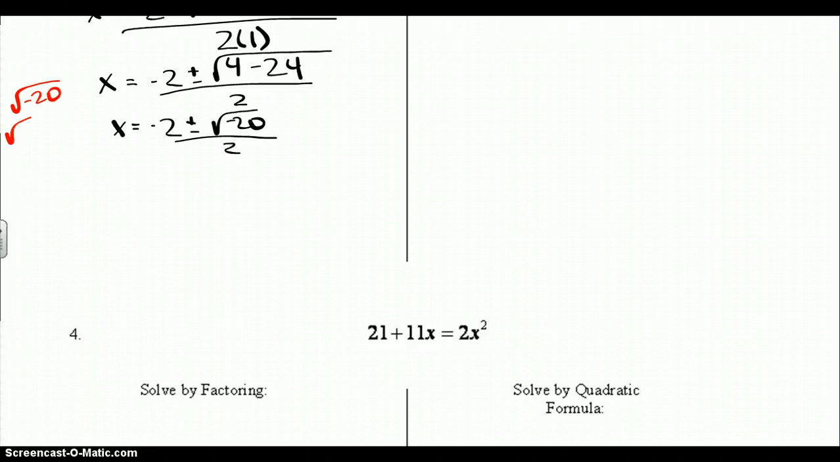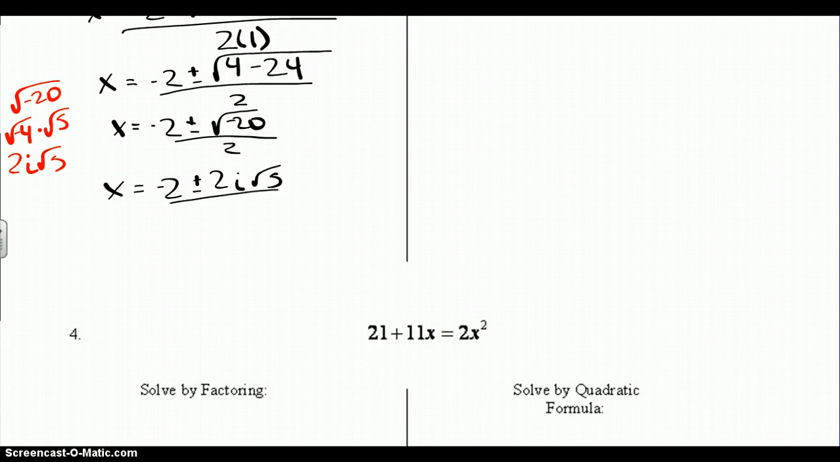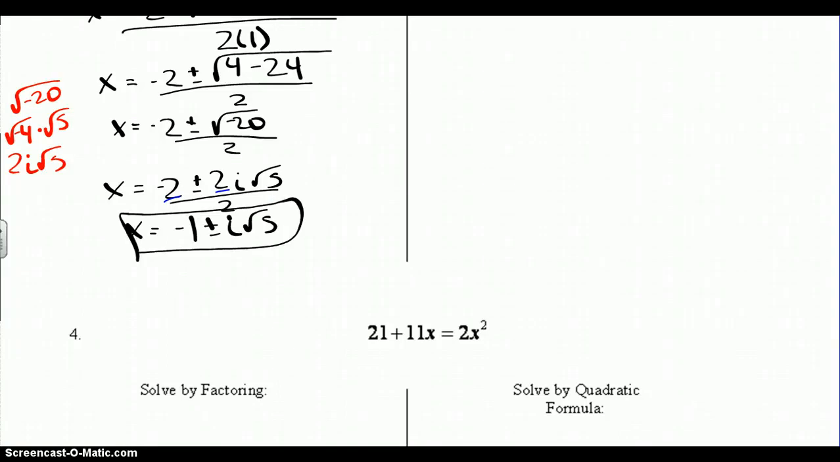I can simplify it to the square root of negative 4 times the square root of 5, which simplifies to 2i root 5. So in this next step, we should get negative 2 plus or minus 2i root 5, all over 2. And since negative 2 and 2 are both divisible by 2, we can divide that out to get our final solution: negative 1 plus or minus i root 5. Because this 2 over 2 simplified and 2 over 2 simplified there.